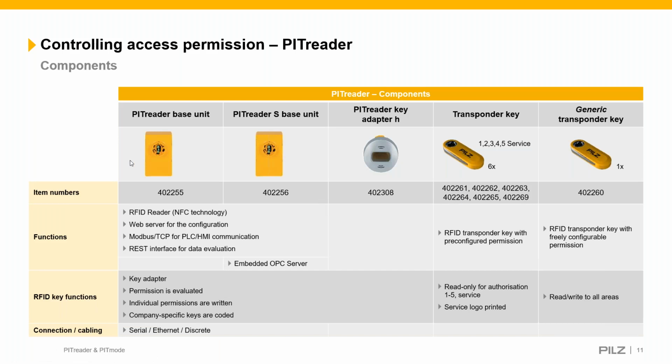So I'll skip this page, but if you have a copy of the handout, of the presentation, then you can have this for future use, really. But it's giving you the two standard base units that you can use for the PIP reader, the adapter itself, and then the keys, both transponder keys and generic transponder keys, which we'll run through in a bit more detail later on.